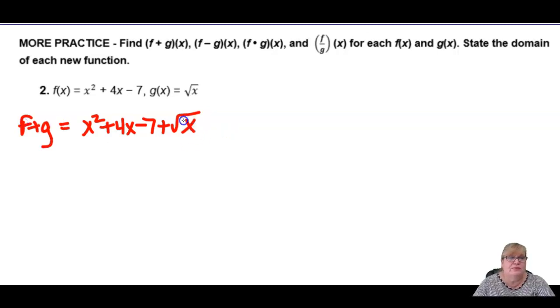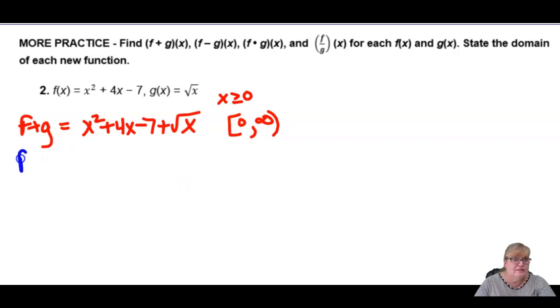And the only restriction, do you remember? When it's under a radical, you have to have a positive number, but it can be 0. Square root of 0 is 0. So we want to say what's under there has to be greater than or equal to 0. So we would have 0 to infinity, and it's just as easy to write that one in interval notation.